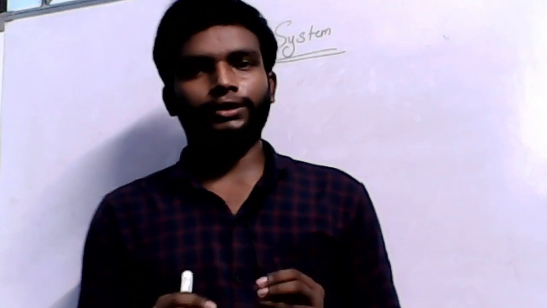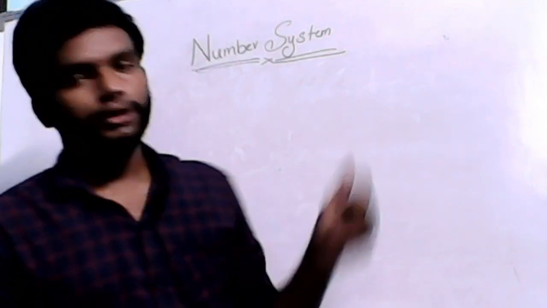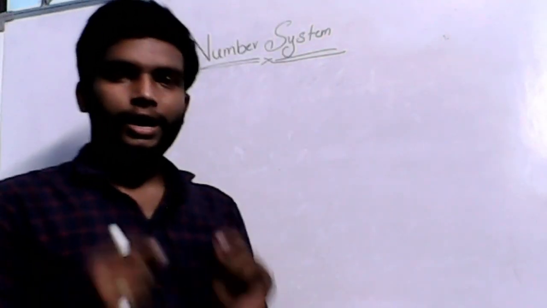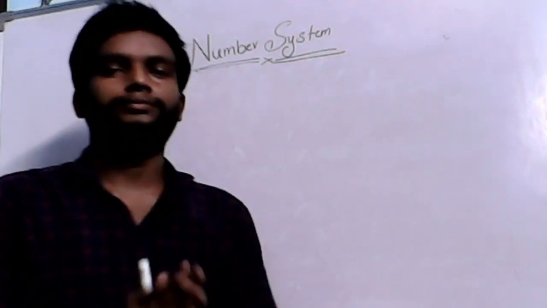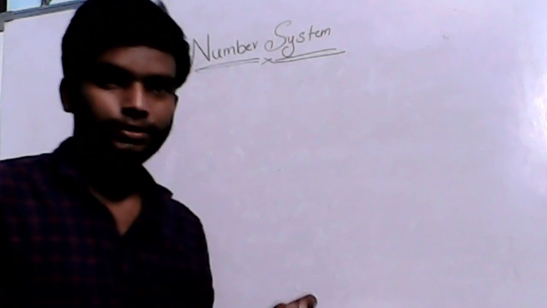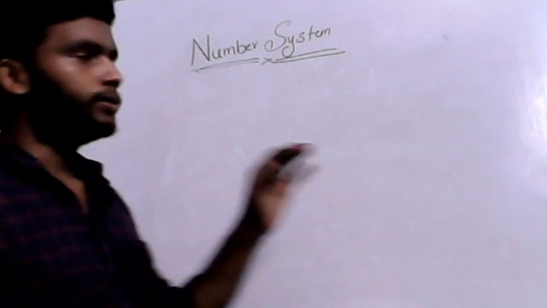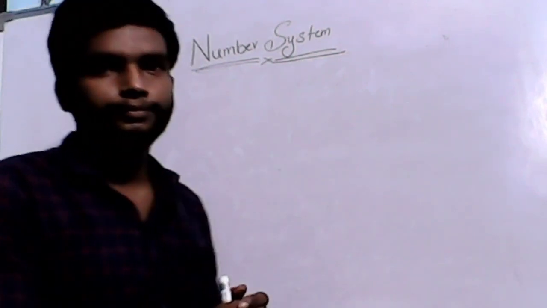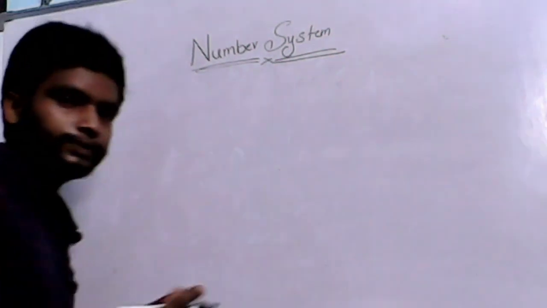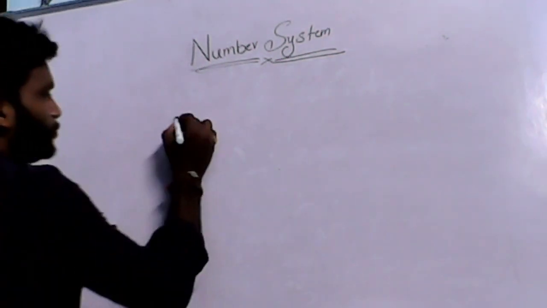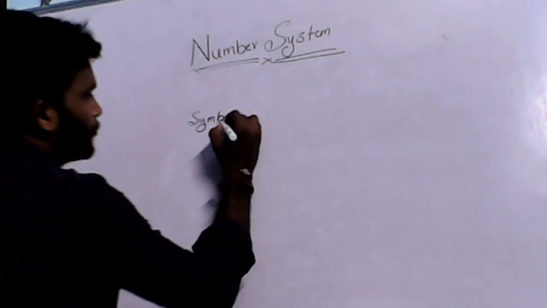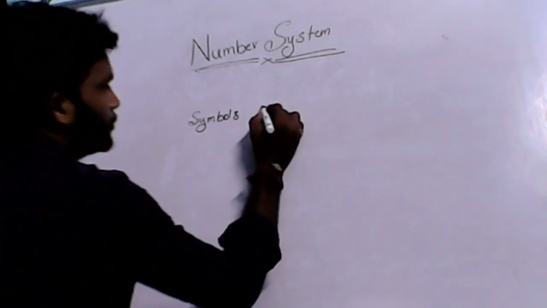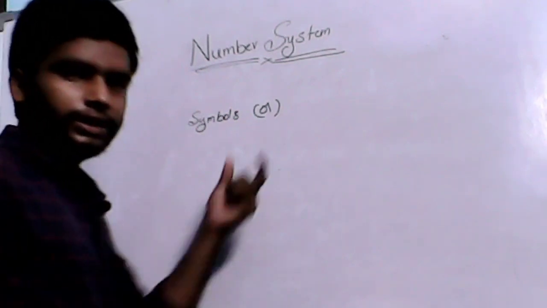Today we are going to deal with number systems. Before going to the topic, I have a question for you. That is, how many fingers do you have? To answer this question, you may show these are the fingers I have. So, to express something, you will use some symbols or something in words.